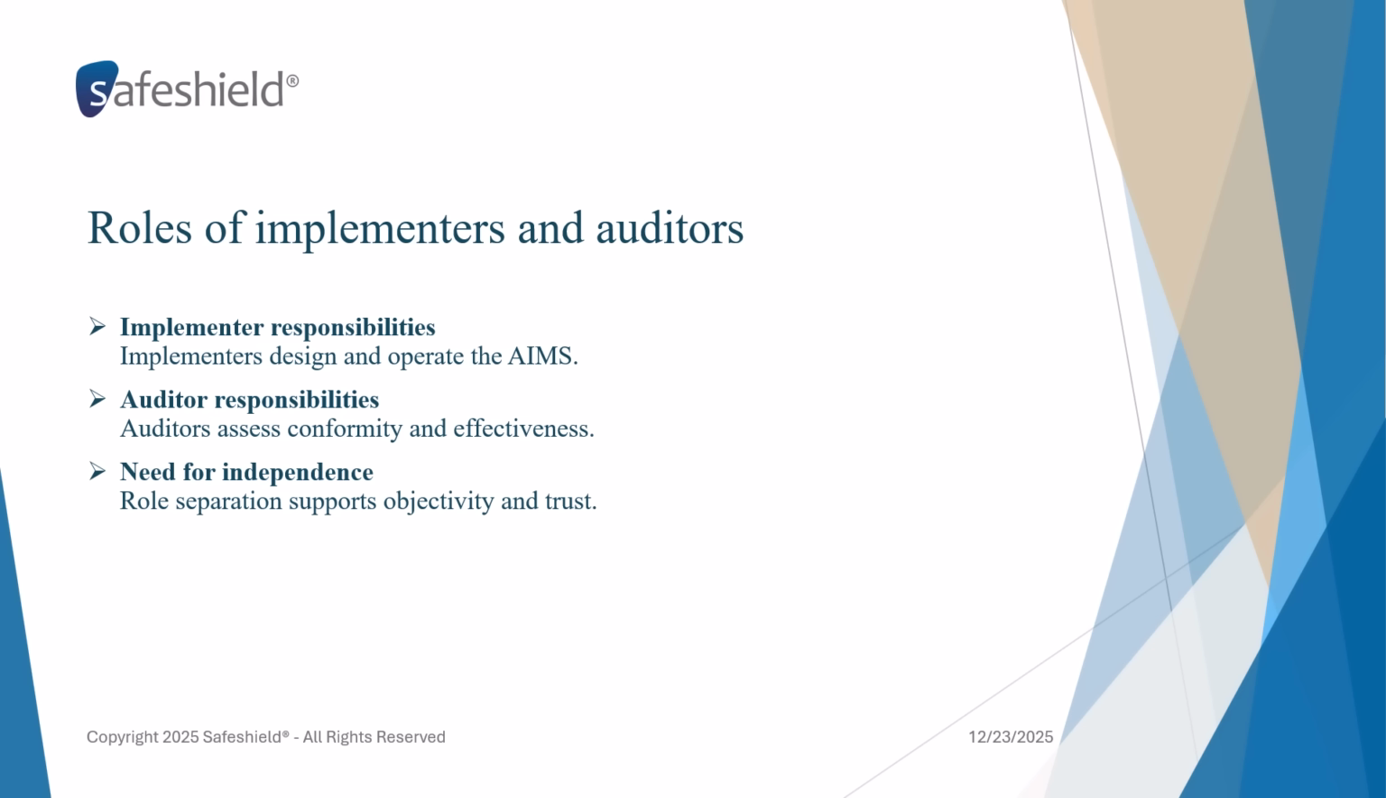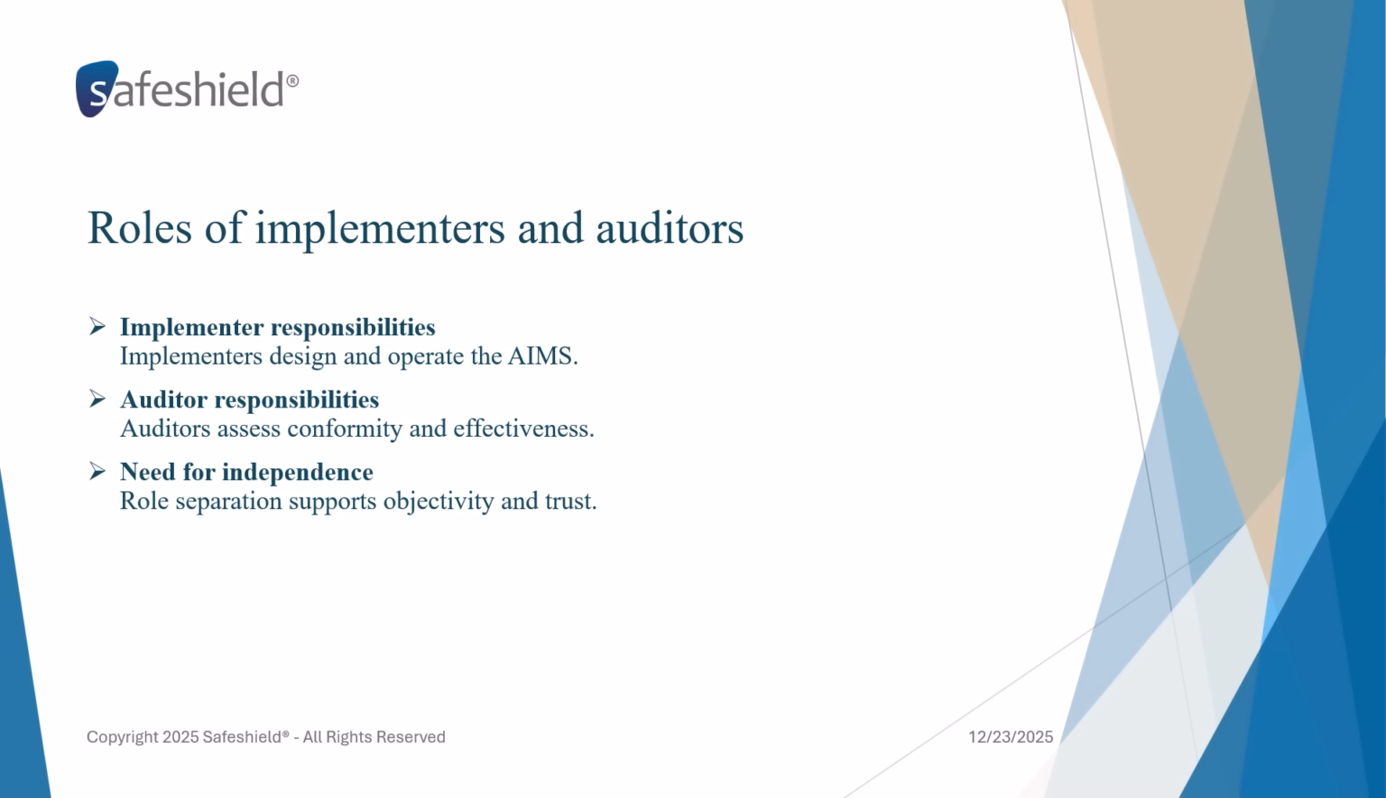ISO 42001 clearly distinguishes between the roles of AIMS implementers and auditors. Implementers are responsible for designing, deploying, operating, and improving the management system. Their work includes defining policies, performing risk assessments, implementing controls, monitoring performance, and maintaining documentation. Implementers translate requirements into operational practices.